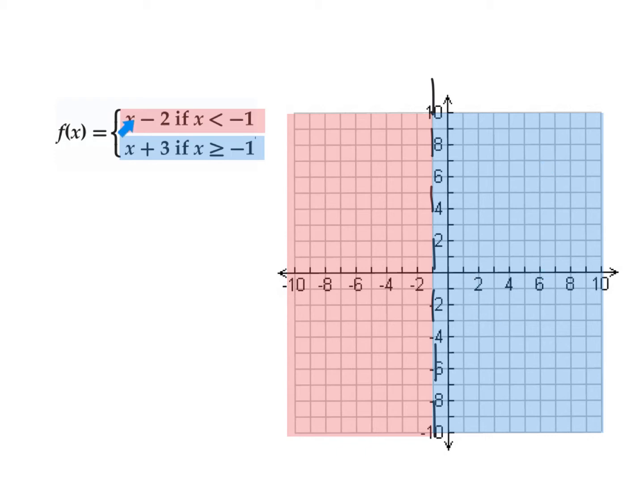So we're going to have a little bit of a graph in the red shaded region using the rule y equals x minus 2. Then we're going to have another part of the graph in the blue region. So this graph can't go to the blue region, and this graph can't go to the red region. You've got to keep them separate.